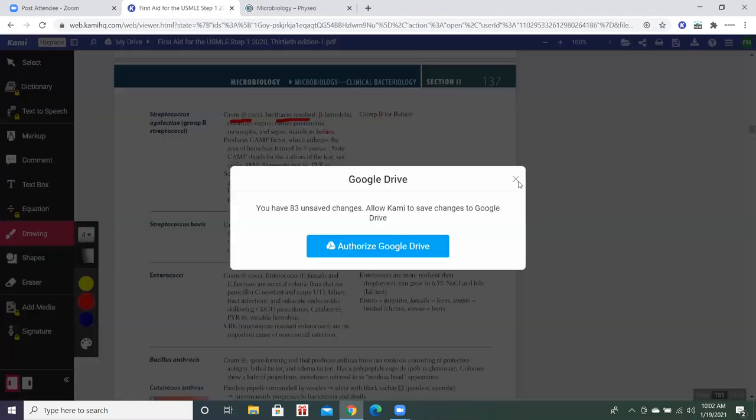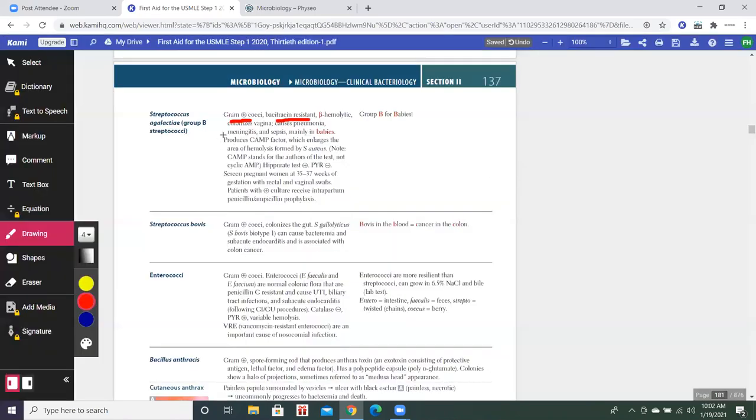They will colonize the vagina and cause pneumonia and meningitis, mainly in babies. So basically this infection is more common for babies. So women should be screened at 35 to 37 weeks of gestation with rectal and vaginal swab. This is extremely high yield, meaning that just before the baby comes out of the pathway, we have to make sure that the pathway is devoid of Streptococcus agalactiae.